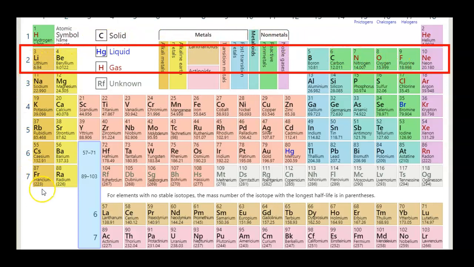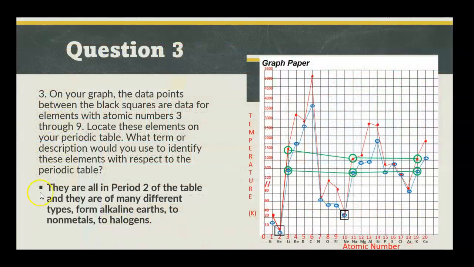If you remember, they're all in the same period, period 2. And they are of many different types. They go from the alkaline earth metals, to nonmetals, to halogens. So they're all in the same period, but they're all very different elements. They're metals, nonmetals, and gases.